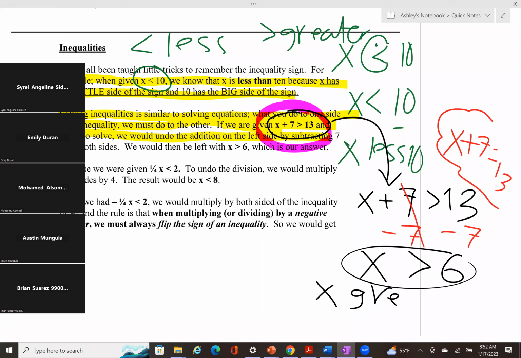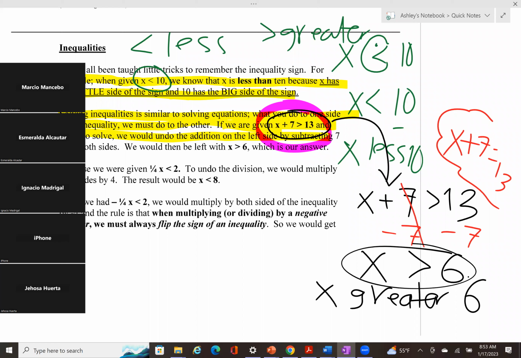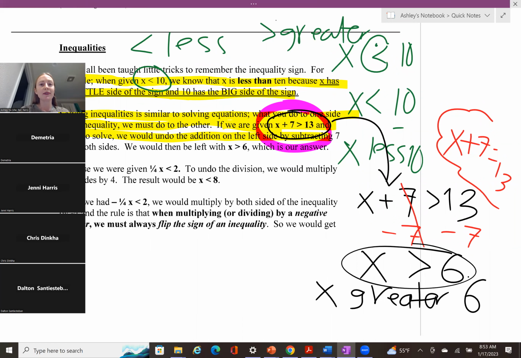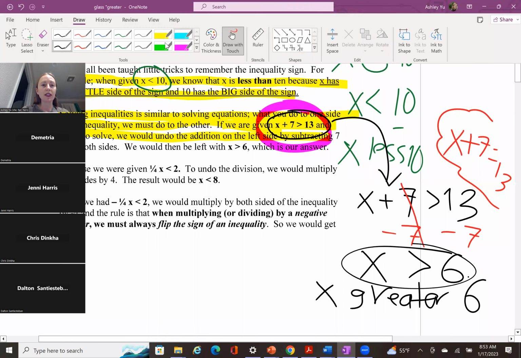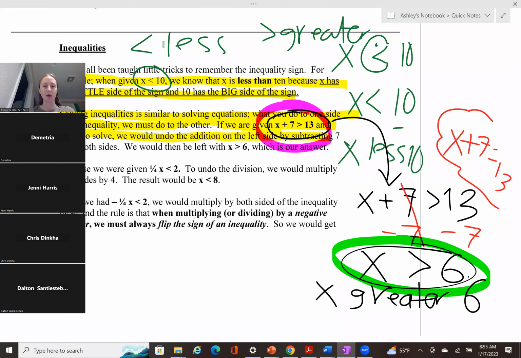You can leave it like that, but that really means x greater than 6. Unlike with equations, if instead of greater than it was equal to, then the answer would be x is equal to 6. That's only one solution, but when it's an inequality, you actually have infinitely many solutions. X is greater than 6 means any number larger than 6 would fit the bill. So there's infinitely many answers to this inequality.